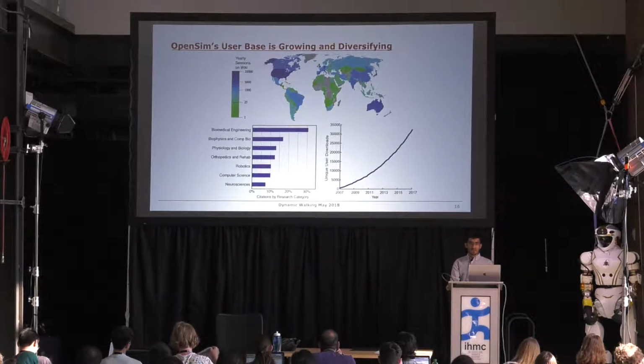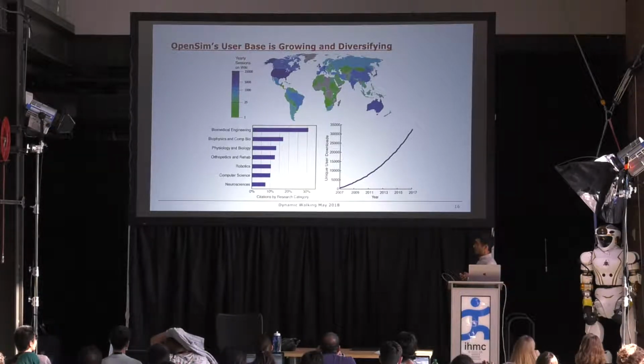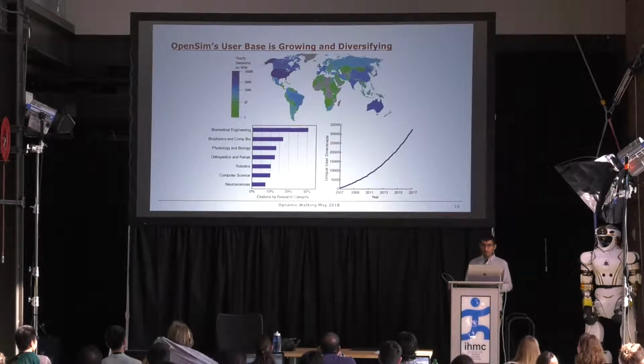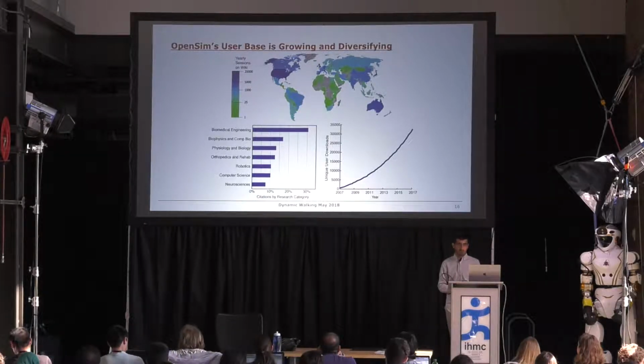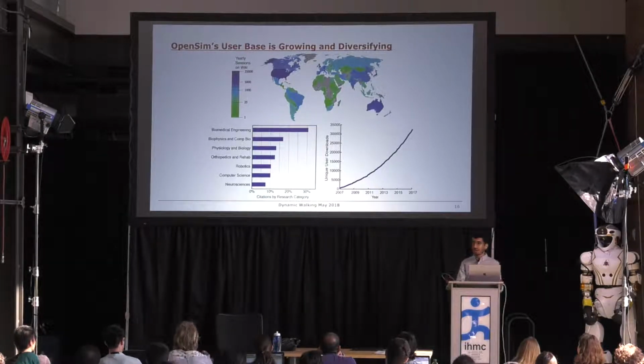The OpenSim user base is growing and diversifying. The graph in the lower left shows publications using OpenSim broken up by different fields. So one thing you can note here is robotics. And this brings us to the topic of today's workshop, which is human-robot interaction. So how does an assistive device interact with a musculoskeletal model? This is one of the most exciting areas for OpenSim, and one that we think is of particular interest to people at Dynamic Walking.